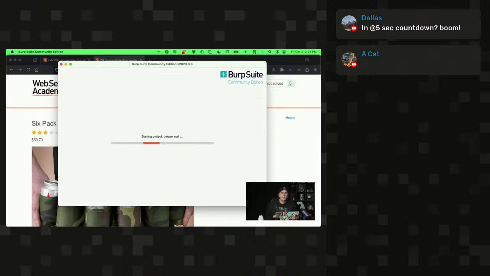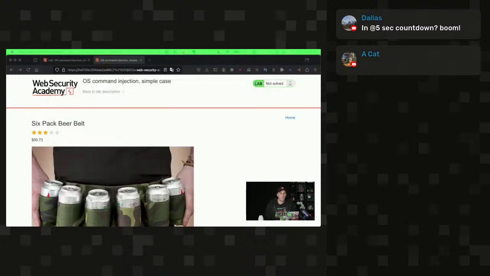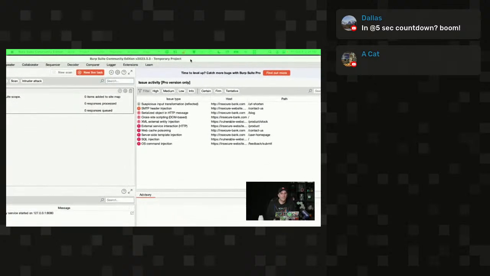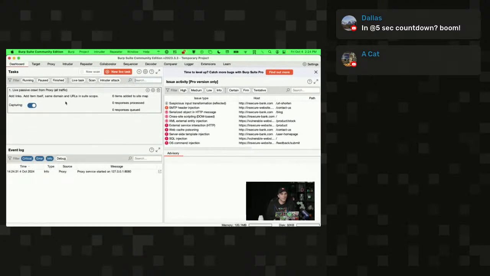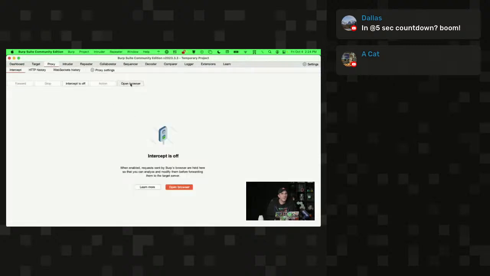So I'm going to start Burp. Now, there's a lot of ways of doing this. I see some people using browser plugins like FoxyProxy. I believe that is the correct way to do this. However, I would like it to just be convenient. So I'm going to go into the proxy and click on open browser. I bet it will open in the wrong screen, but we'll see. Yes, of course it did.